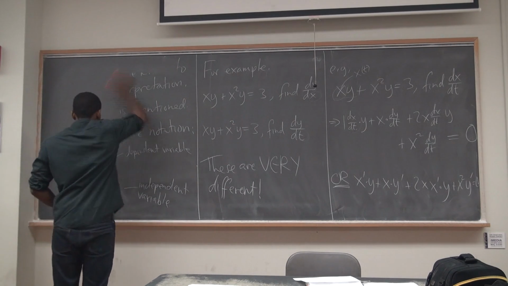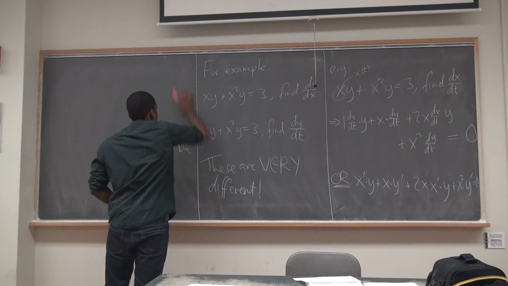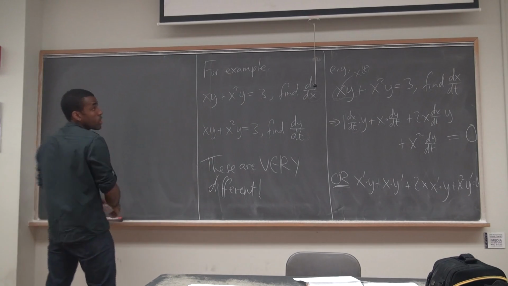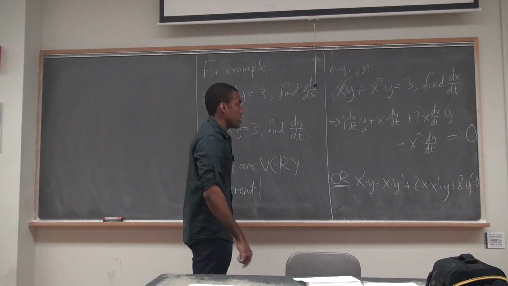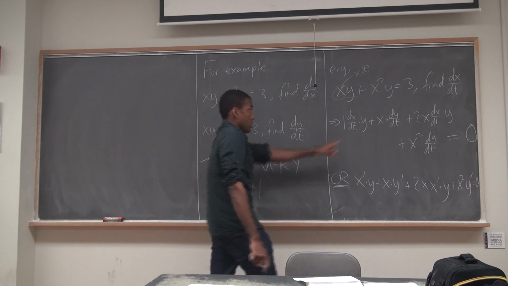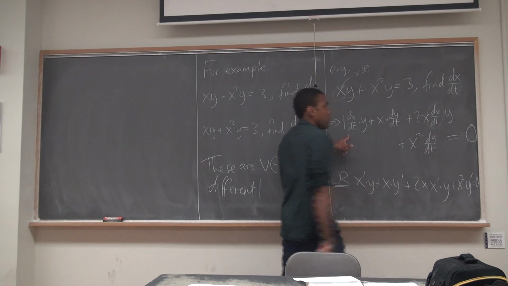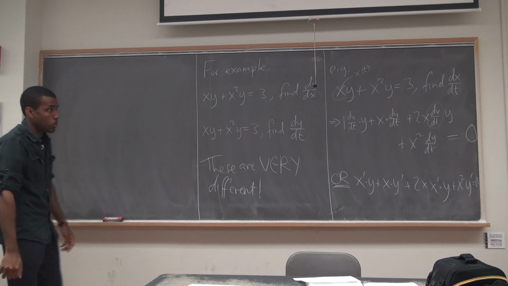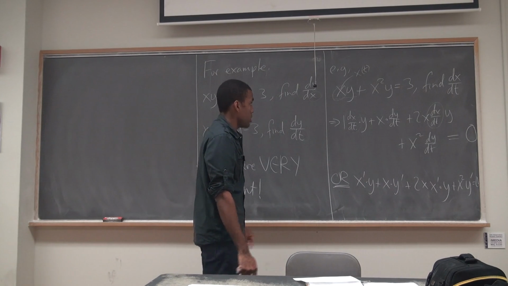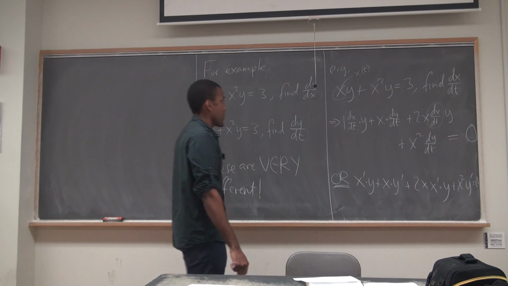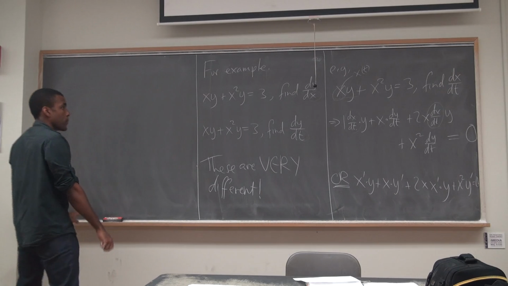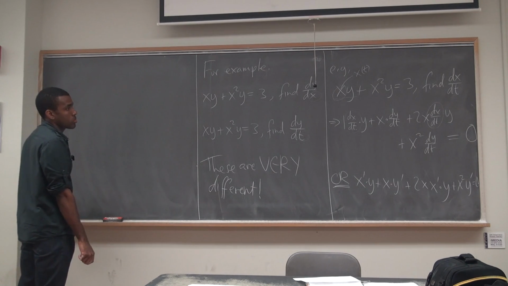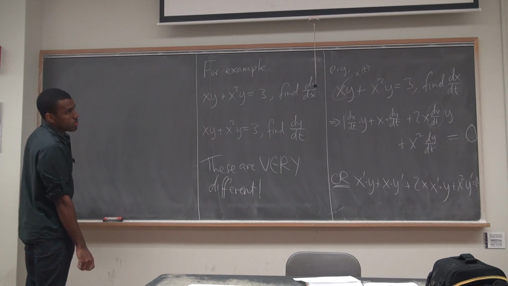So now, what was I asked for in this problem? I want to find dx/dt, so now what am I going to do? Isolate the dx/dt. This is how we solved for dy/dt the first time. Now we're going to solve for dx/dt. There's no difference. So what would I get here? How would I do that? Subtract x dy/dt on both sides.